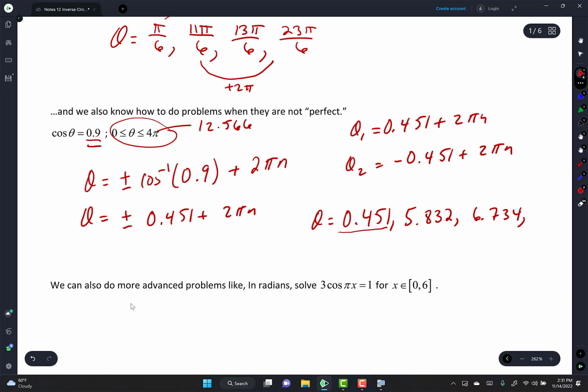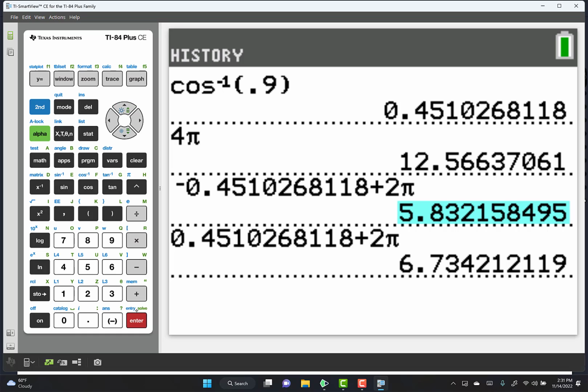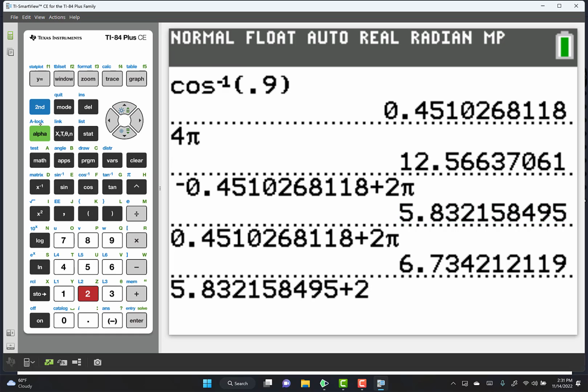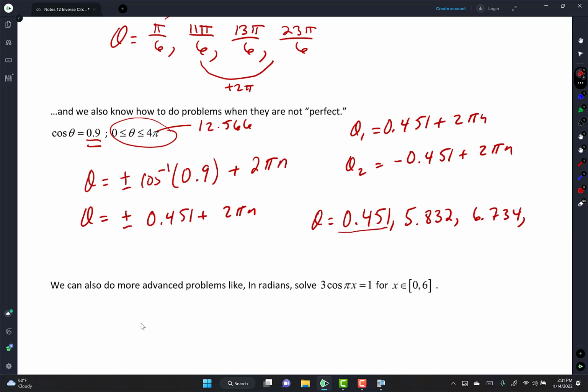6.734, comma. Now to get the next one, go to 5.832. You're just toggling, going back and forth. 5.832 plus 2 pi, and push enter. 12.115. And I believe that's it, because if you take the 6.734 and add 2 pi, you're above the 4 pi. Plus, if you think about it, 2 pi plus 2 pi, that's already 4 pi, so you can't do more than that.